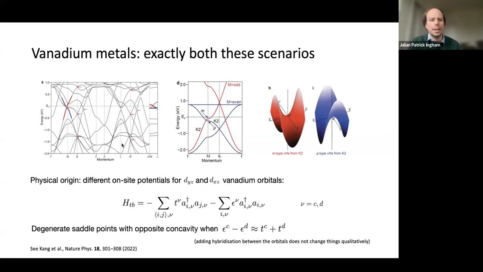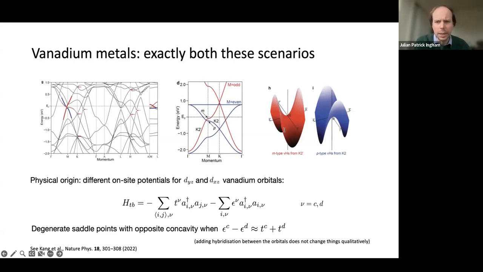If we denote the two orbitals by an index nu equals C and D, then this first term here is the hopping between neighboring sites, and the second term here is an on-site potential. When the on-site potentials for the two different orbitals differ by an amount that's related to the hoppings for the two different orbitals, then we get something like this middle panel. We get what looks like two copies of the tight-binding model for a single Kagome lattice, shifted so that the valence band saddle point of one set of orbitals is nearly degenerate with the, quote unquote, conduction band saddle point of the other. So at M we have a red and a blue saddle point that have opposite concavity.